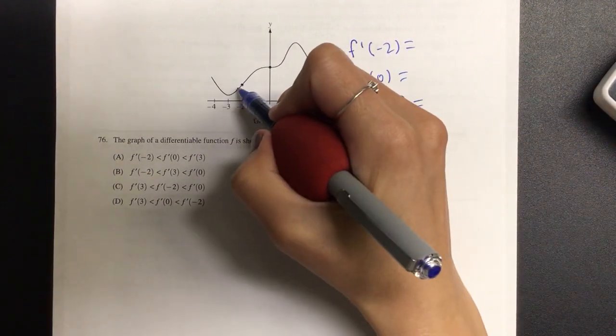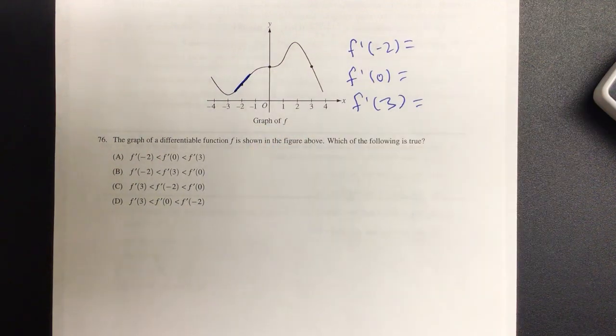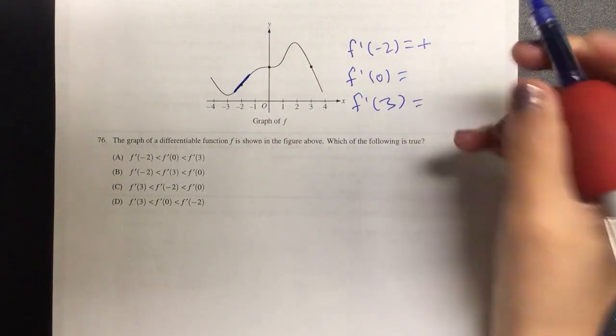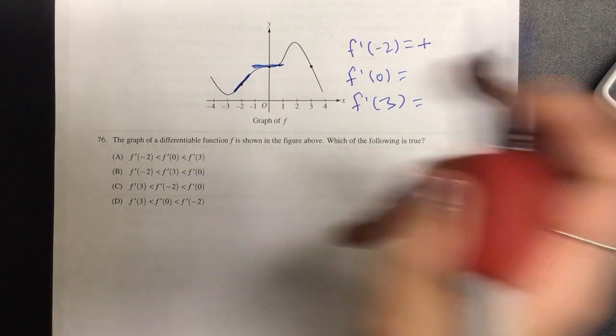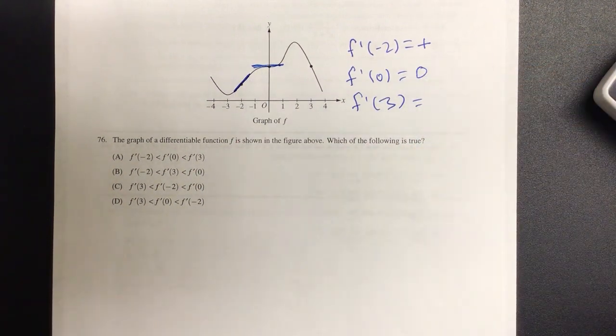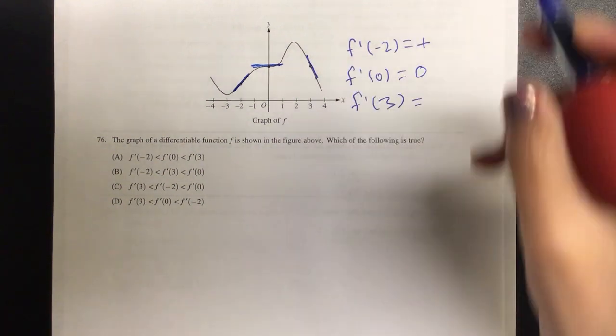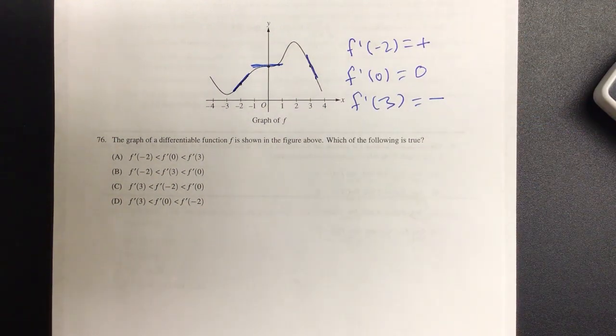So at -2, my slope is positive or negative? Positive. Specifically, you don't really need to know, okay? And then at 0, we have a saddle point. It is 0. And then at 3, positive or negative? Negative. So if I compare positive, 0, and negative, our inequality must be what?